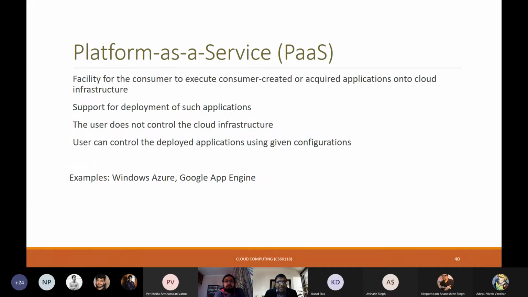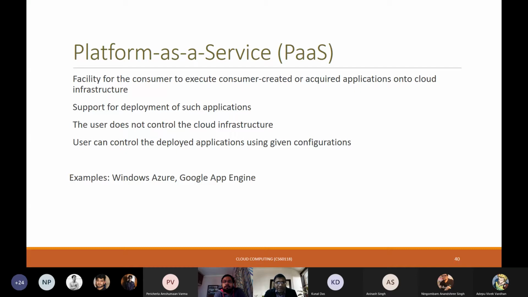So second is the platform as a service. Here the consumers get some kind of a facility to execute different consumer created or acquired applications onto the cloud infrastructure. So there is some kind of a development platform that is deployed for developers to use. The user does not control the cloud infrastructure, as also in the case of SaaS we have seen the same kind of thing. In PaaS also, there is no control the user gets on the cloud infrastructure, but gets the facility, the platform to develop stuff, and the users can control the deployed applications using the given configurations.